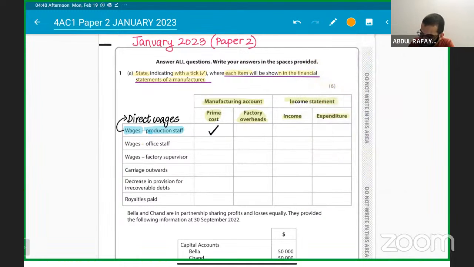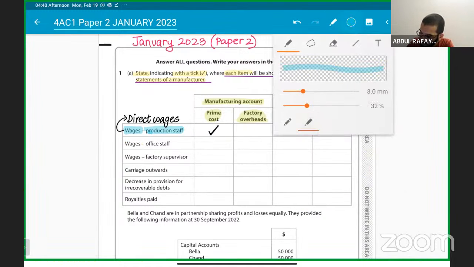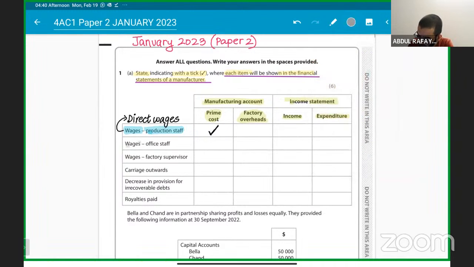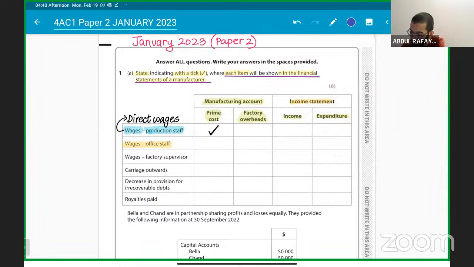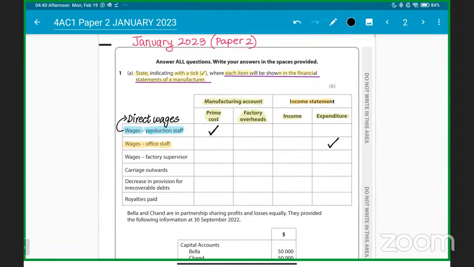Then the other one is wages for the office staff. This is very good for conceptual purposes. What will be the answer for wages of the office staff? Always remember, anything related to office will come in the income statement. So wages for the office staff will be an expenditure, and you put the tick there, in the income statement expenditure.